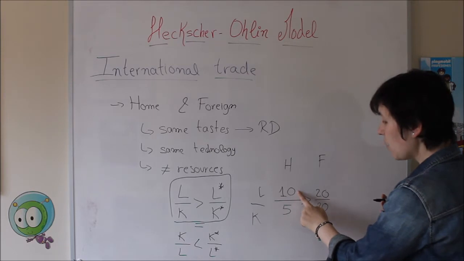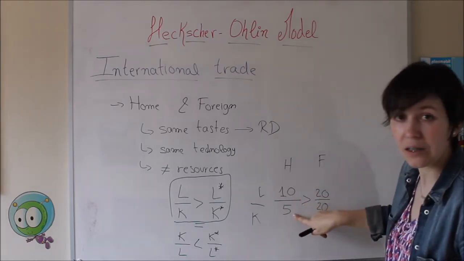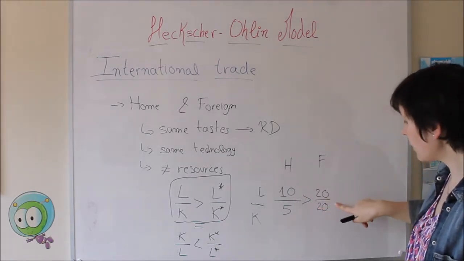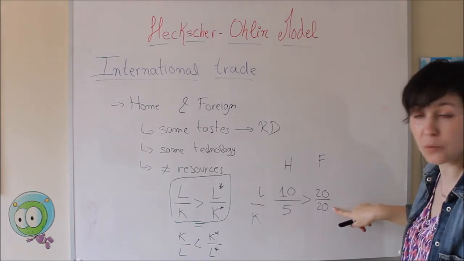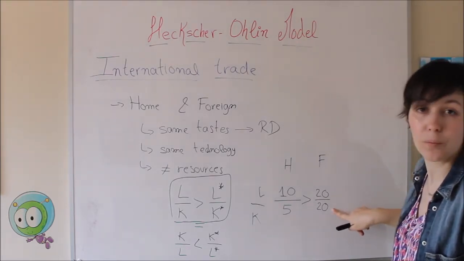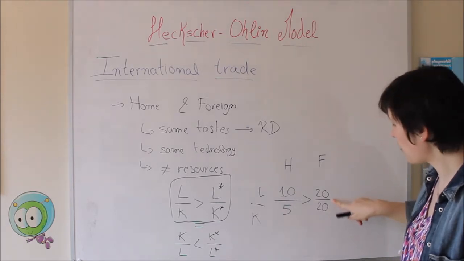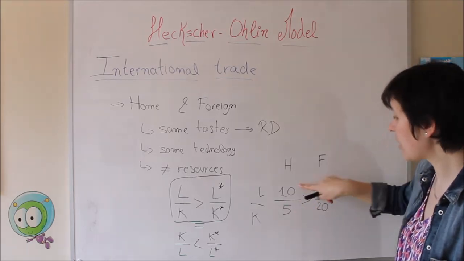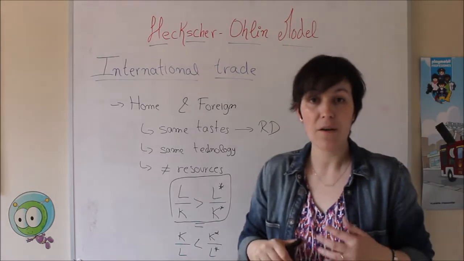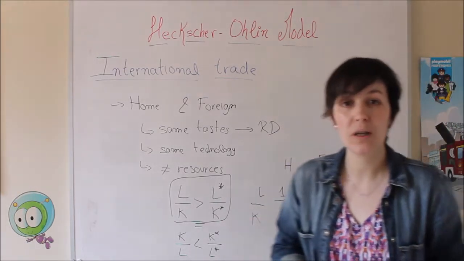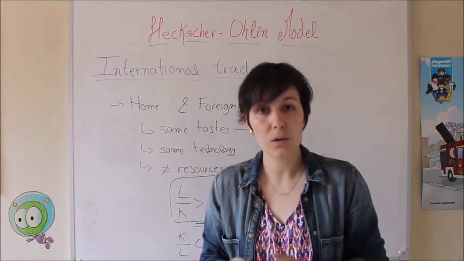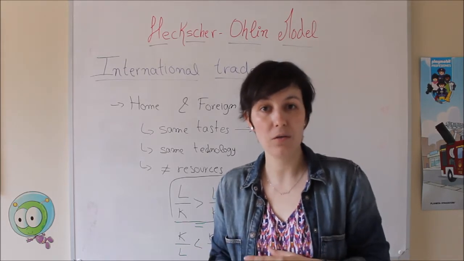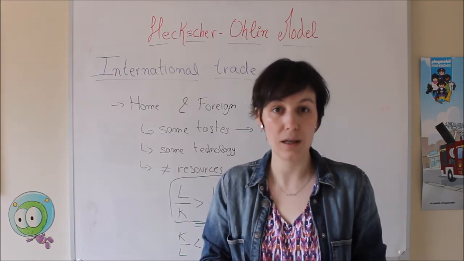it's like each machine is going to be used by 2 workers. While in the foreign economy, 20 over 20 is 1, that means we have 1 worker per machine. Well, machine is capital, of course. You see now that in home we have more labor per machine than in foreign. That's why home is going to be labor abundant, while foreign is going to be capital abundant. Now we are able to see which economy is going to be abundant in one specific production factor, while the other always is going to be just the opposite.